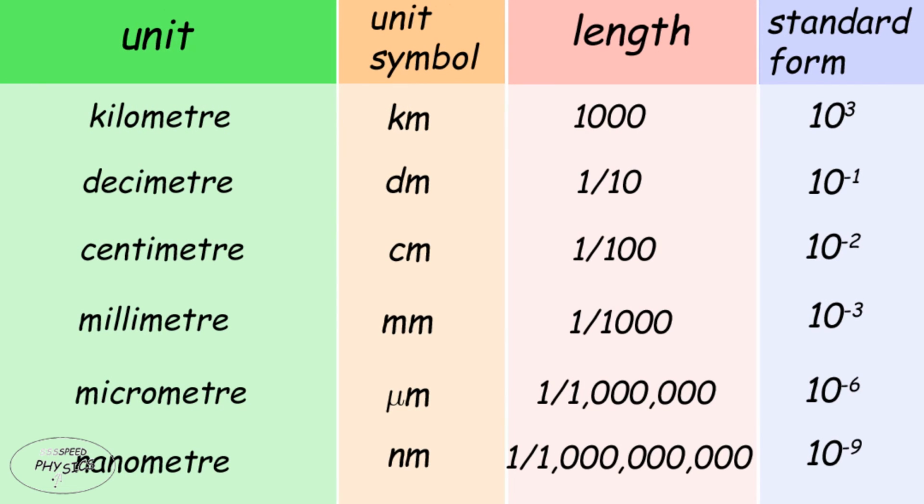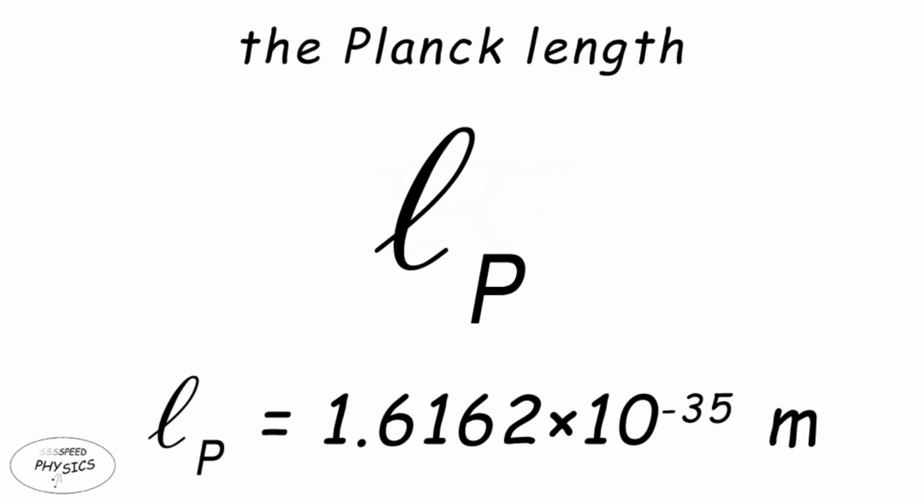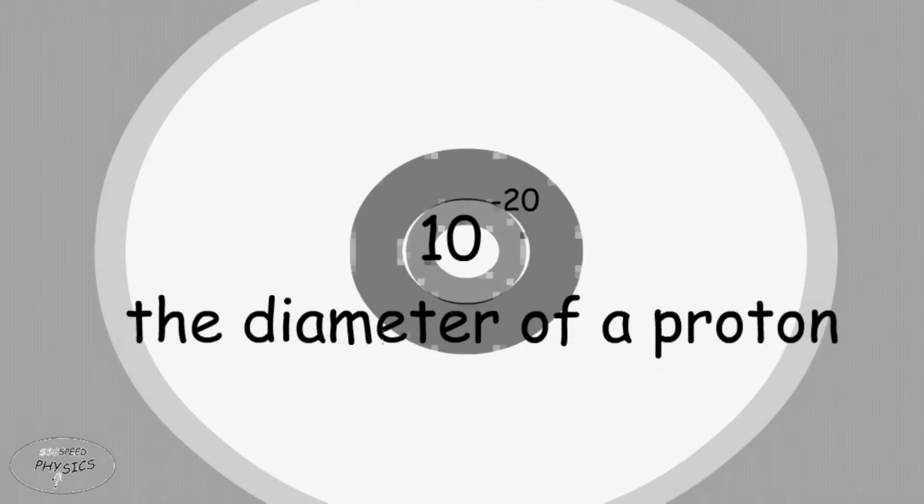Now we can go smaller than this, much smaller. Theoretical physicists use a unit called the Planck length, lP, small case l, subscript capital P. This is so small it can't be measured at present. You heard me. We don't yet have the technology to probe that small. In fact, the Planck length may never be measured. It is considered to be the smallest length that can exist and is estimated as 10 to the power minus 20 the diameter of a proton.